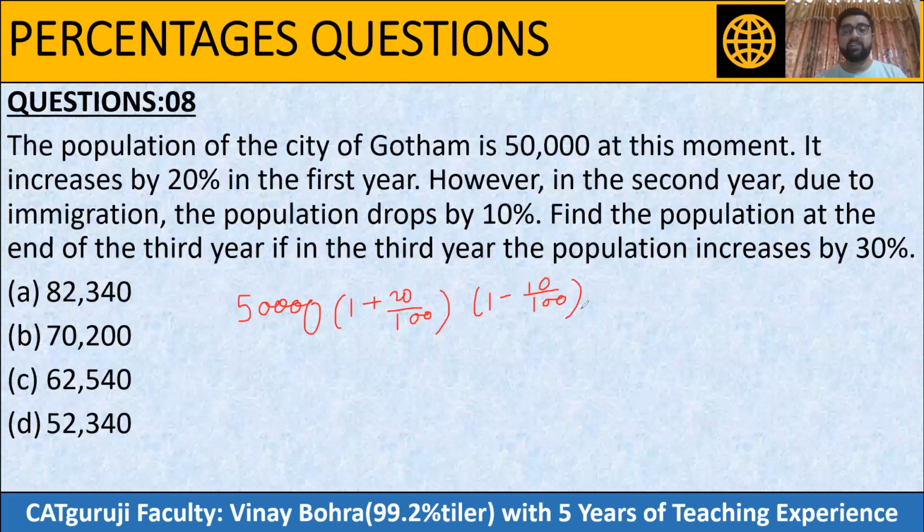If in the third year, the population increased by 30% again. So 1 plus 30 by 100. So we won't convert into decimal form. We always keep it in fraction form. So I'll keep it in fraction form, 50,000.